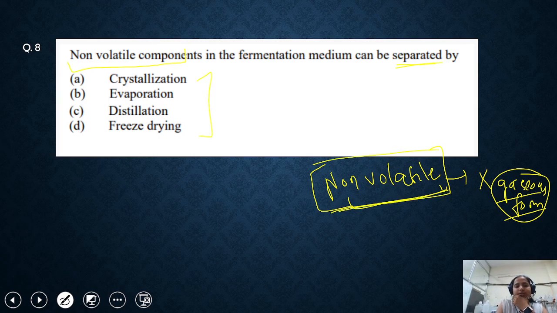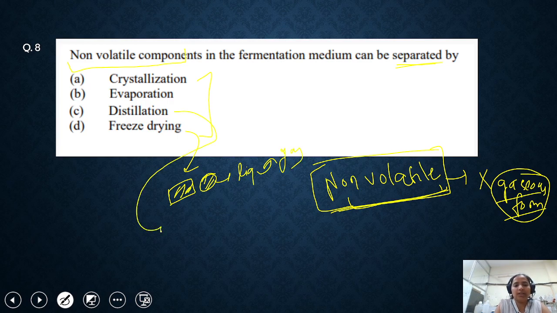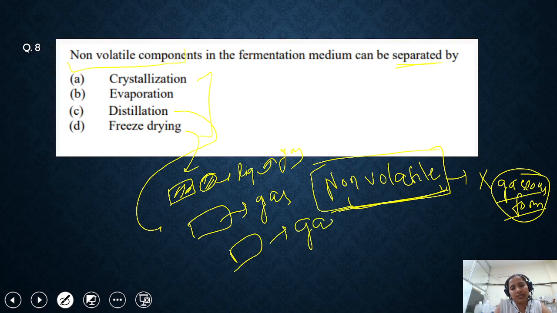So let's discuss all these four techniques. Let's start from option D. In freeze drying, suppose you have this mixture, if there is any liquid present, that will go into gaseous form. In distillation also, the liquid is converted into gaseous form. In evaporation also, gas form is formed at the end.